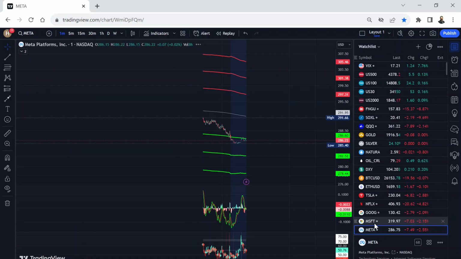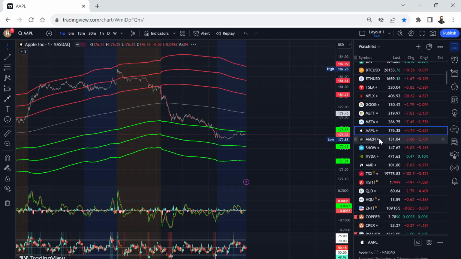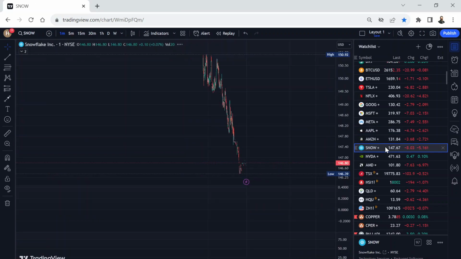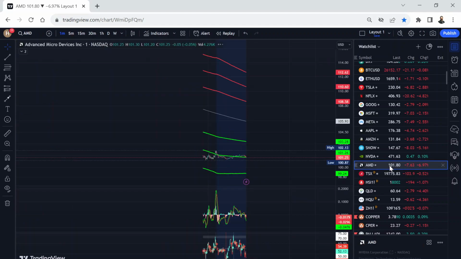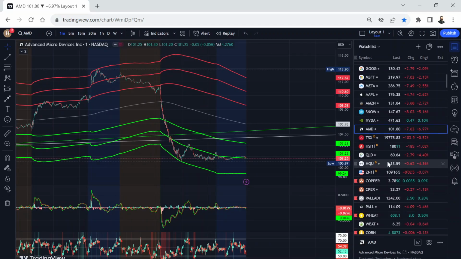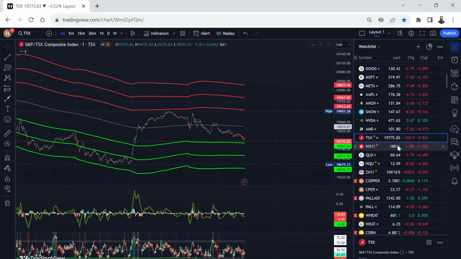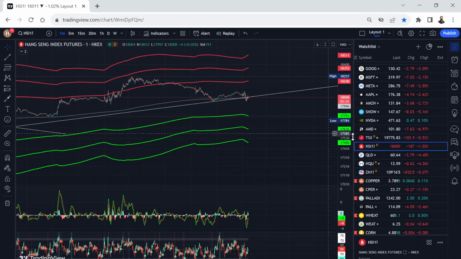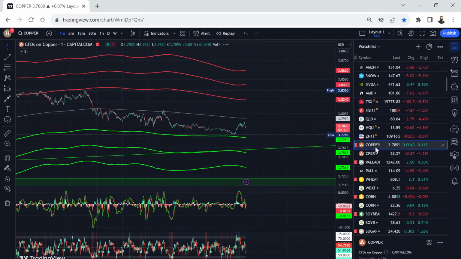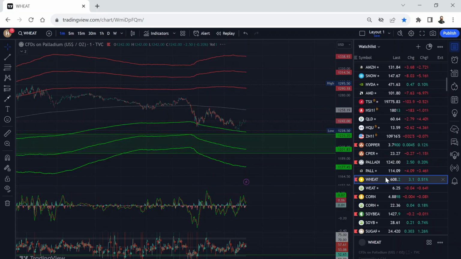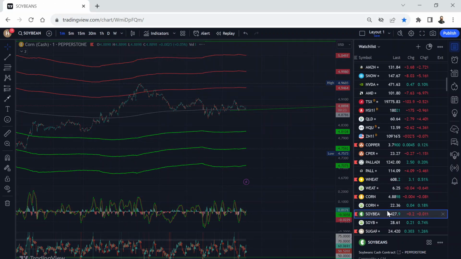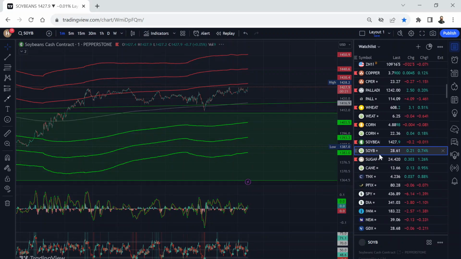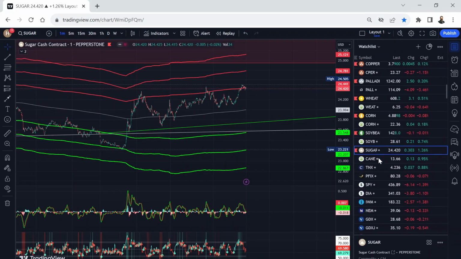Microsoft in the buy zone, Meta, all the tech sectors in the buy zone. Apple is in the buy zone, Amazon in the buy zone, Snowflake in the buy zone, NVDA cutting closer to buy zone, and AMD always in the buy zone, and Toronto Stock Exchange near buy zone, Hang Seng Index, live market in the neutral zone, copper near buy zone, palladium near buy zone, wheat in the neutral zone, corn in the neutral zone, soya beans near sell zone, and sugar near sell zone.